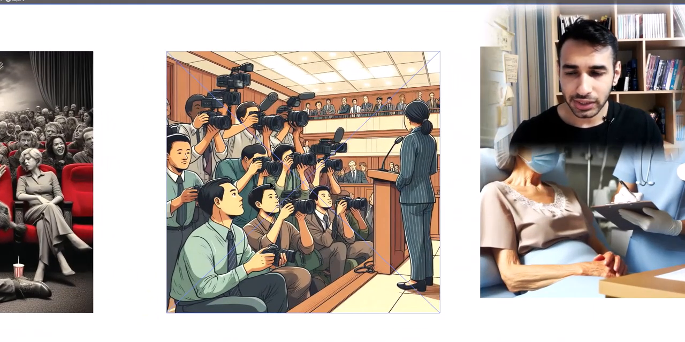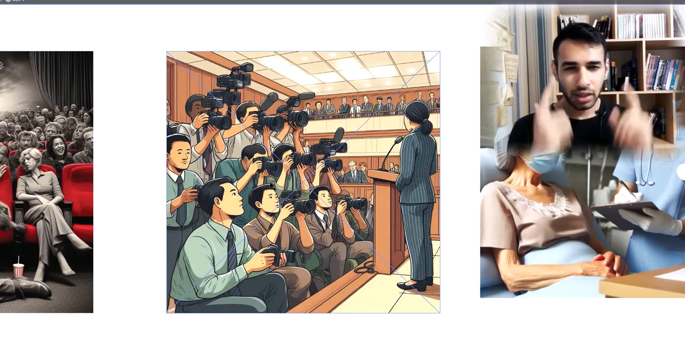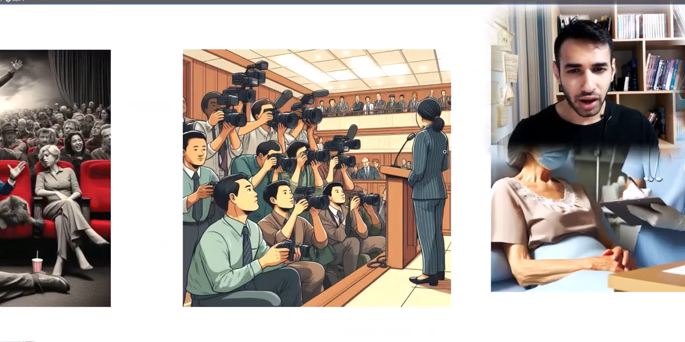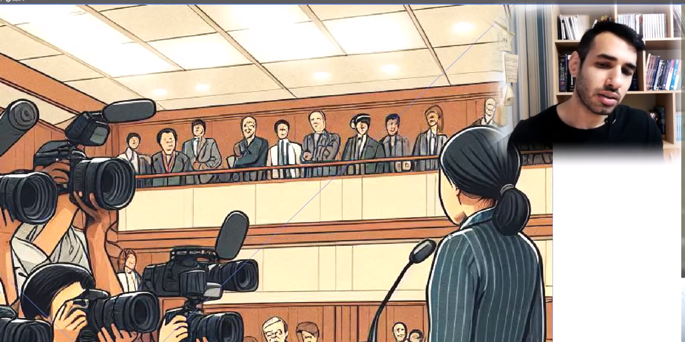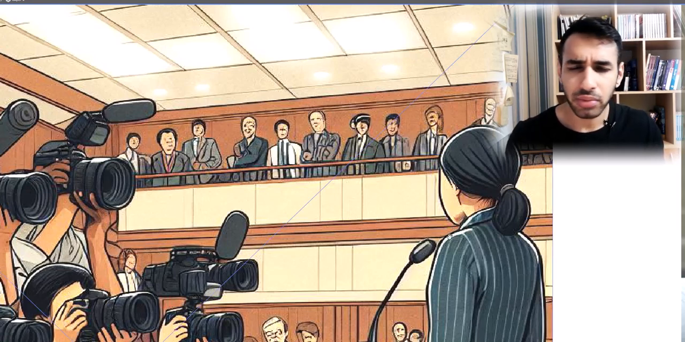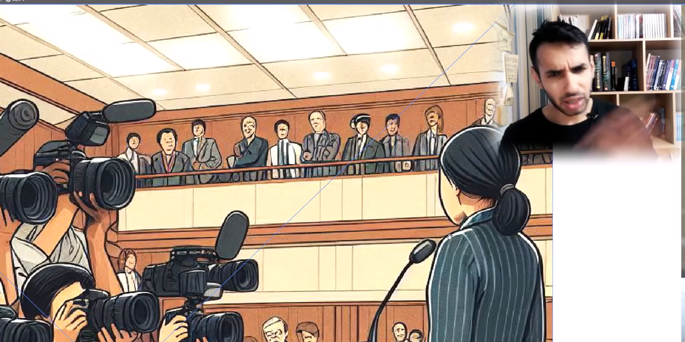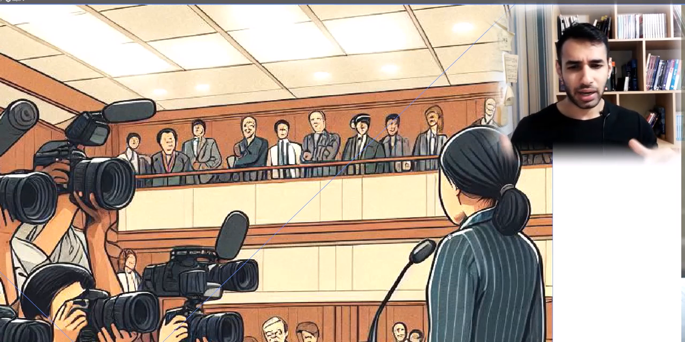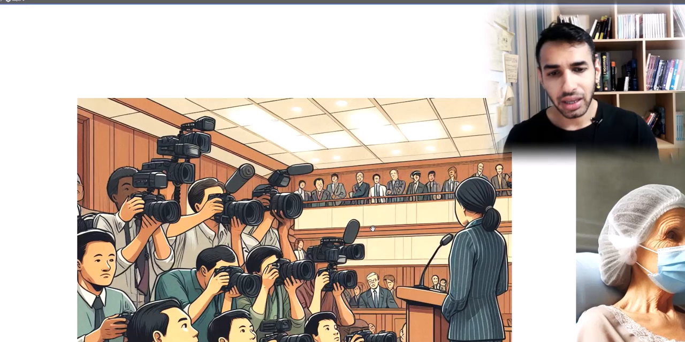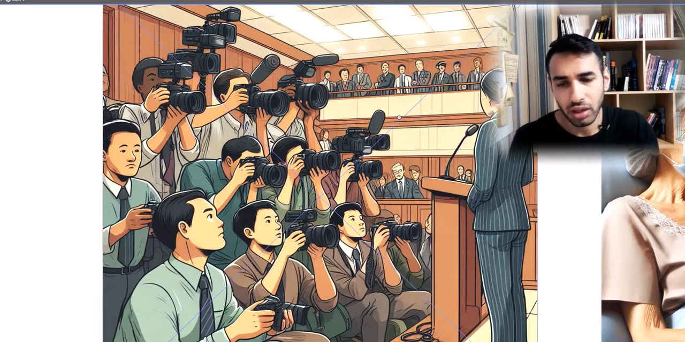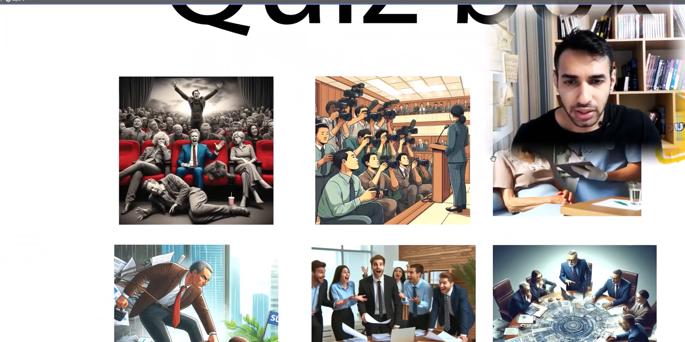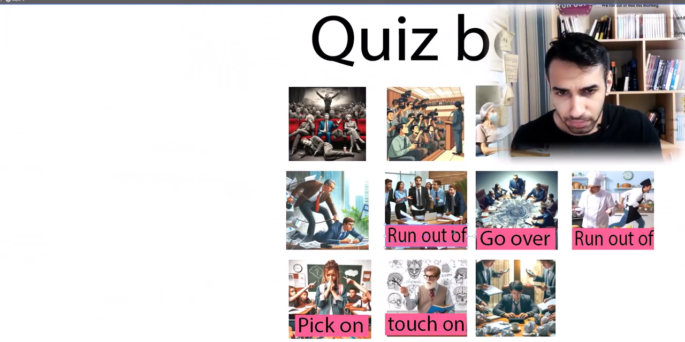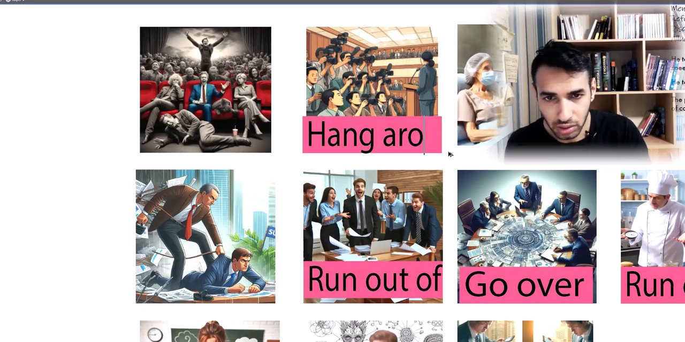All journalists trying to catch a glimpse of the high profile defendant. This young lady. I don't know if she's young or old. I'm not sure about that. But she's high profile. It means the person who's famous. She has fame, maybe on social media, on TV. And the answer for this picture is hang around.